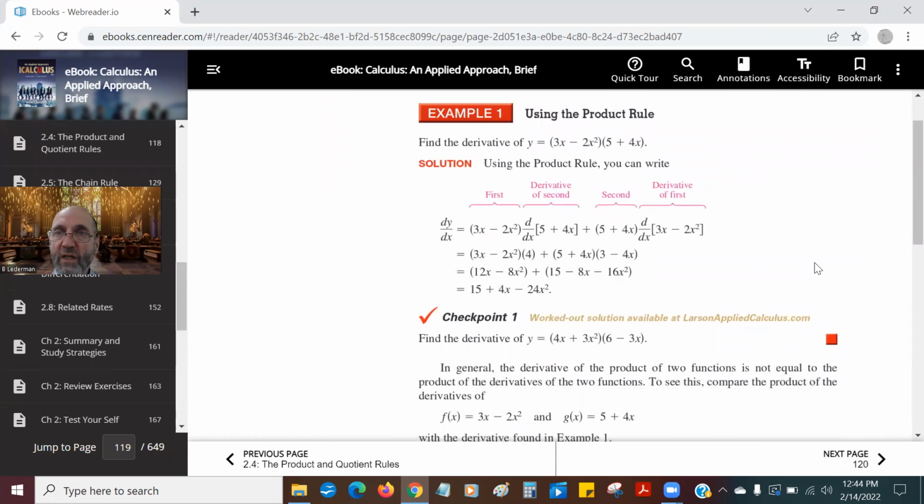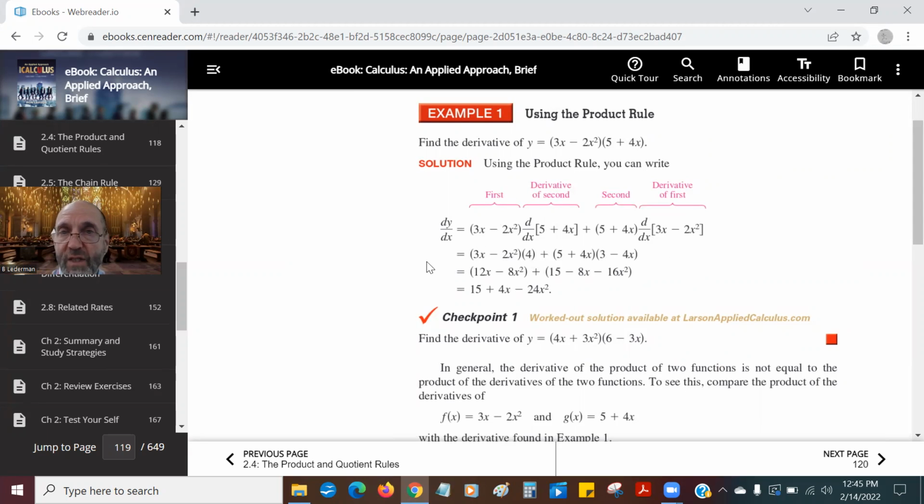Now, why do we do it all together? Because it makes it easier to take a derivative. Instead of having to multiply this whole thing out, I could do the product rule. Here's my first function, that'll be my f. That's my second function, my g. So it's the first times the derivative of the second plus the second times the derivative of the first. Well, the derivative of 5 plus 4x is just 4. The derivative of 3x minus 2x squared is 3 minus 4x.